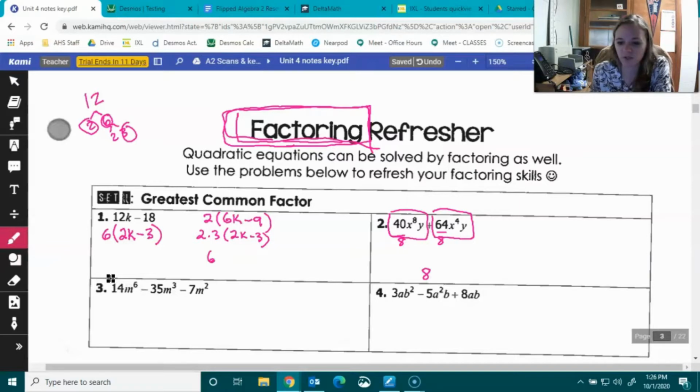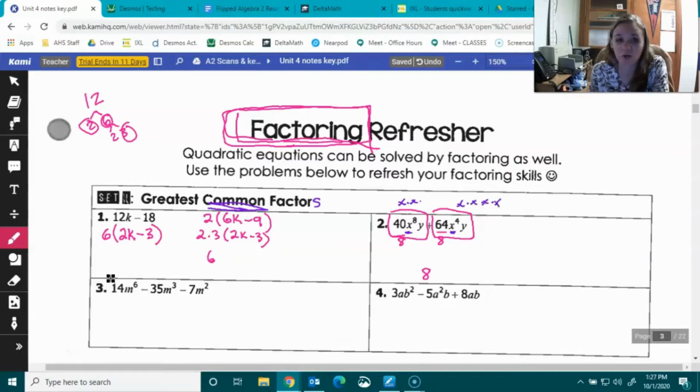What you're doing is seeing what they have in common. Common factors, and they don't have to be just your numbers. They're your variables as well. So look at your x's. What you want to pick out is the lowest set of x's that they have in common. So they have x to the 8th, and they have x to the 4th. So x to the 8th is the same as 8 x's, x times x times x, 8 times. And this would be 4 times.